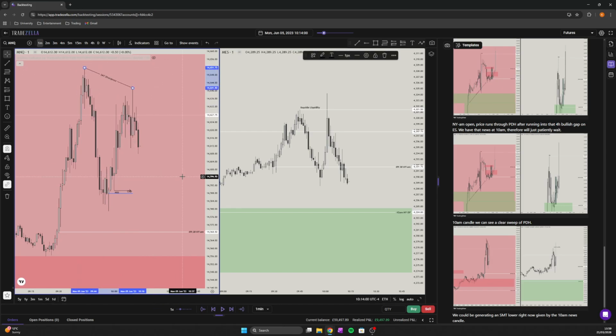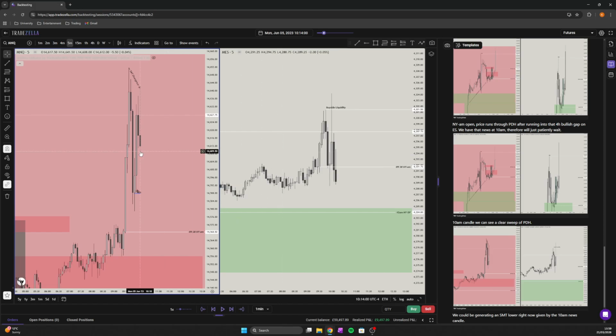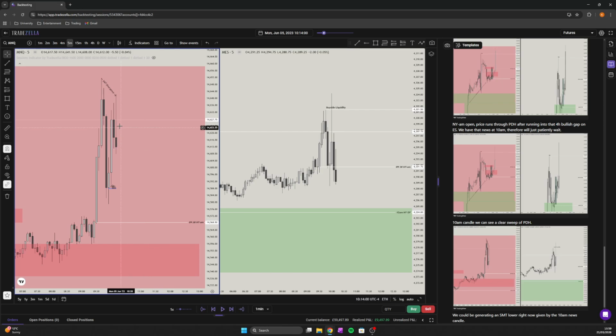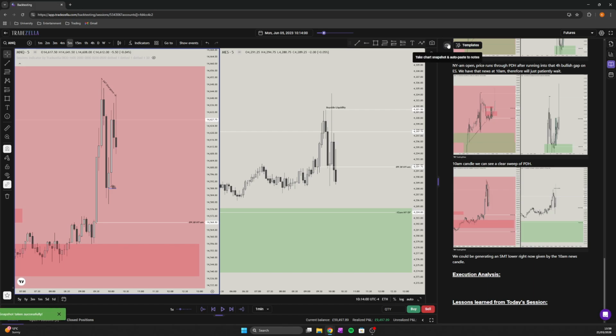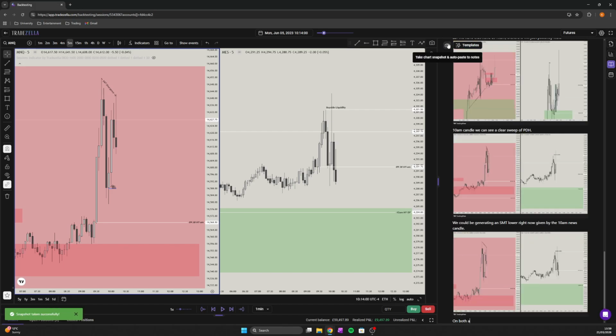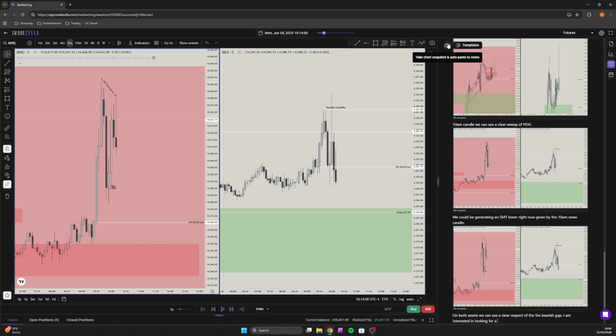We can see that happening clearly on ES, okay? ES has the SMT, therefore I will take the entry on NQ, right? I remember that from last trade recap. If the NQ is weaker, we are going to trade. Okay, that's what we're going to do. We come into this 5 minute gap and we respect it, which is nice and clean. So let's just actually annotate that as well. On both assets, we can see a clear respect of the 5 minute bearish gap. I am interested in looking for a short on NQ rather than ES because of the S&P.